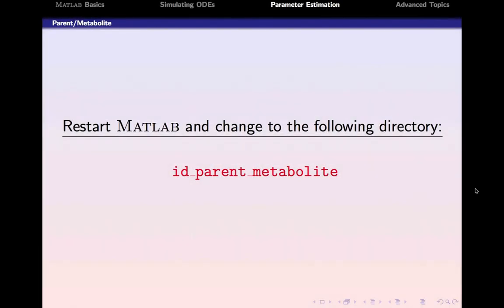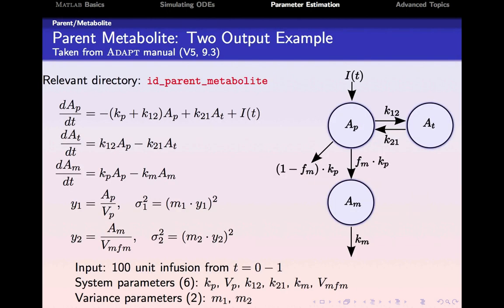So the next example I want to do is one that I pulled from the ADAPT manual, and it's identification of a system where you have a parent and a metabolite. Over here we see the model to the right, and on the left we see the different equations that are used. So there are 3 differential equations, 2 different outputs, and then we have the same model of variance applied to the 2 different outputs.